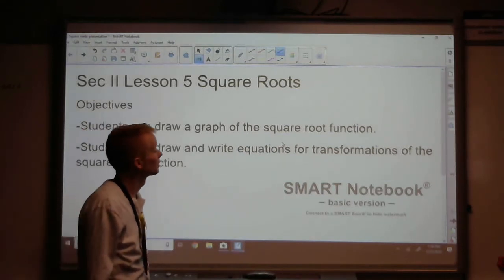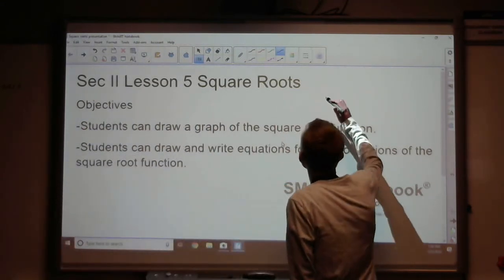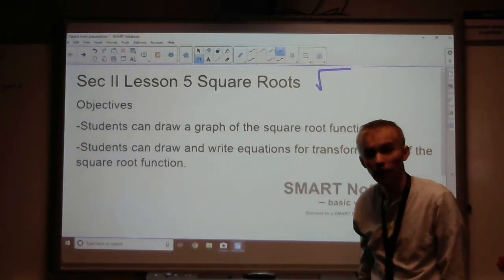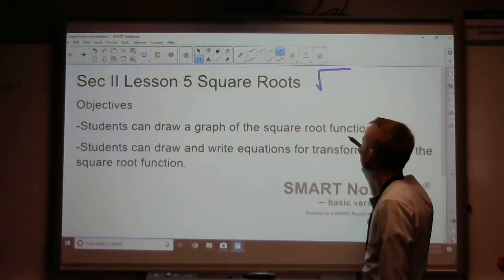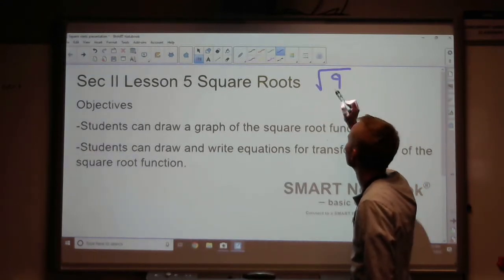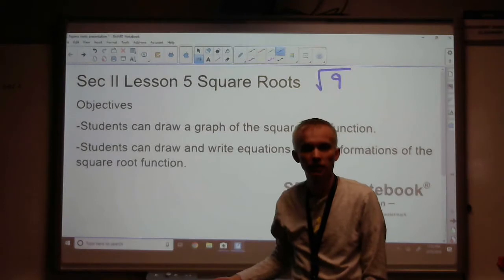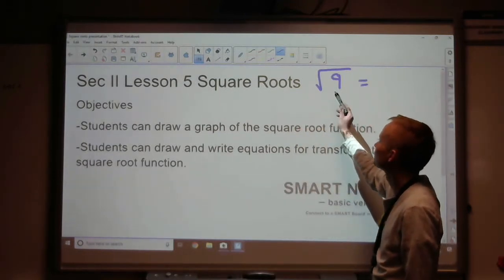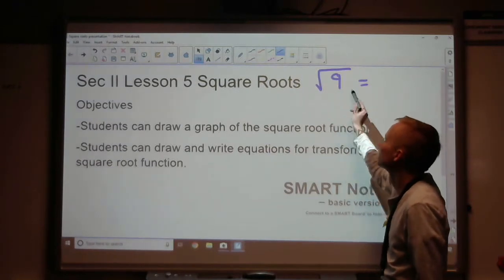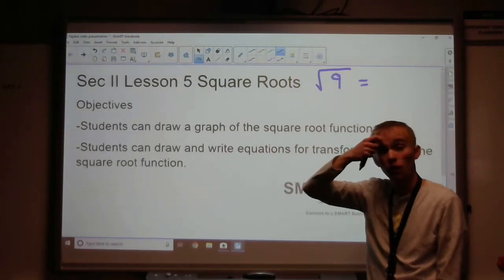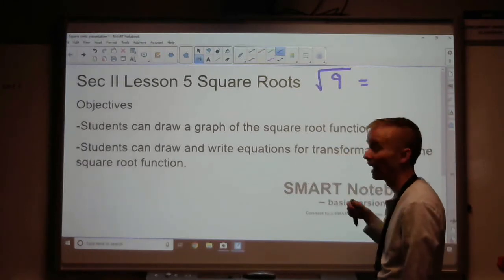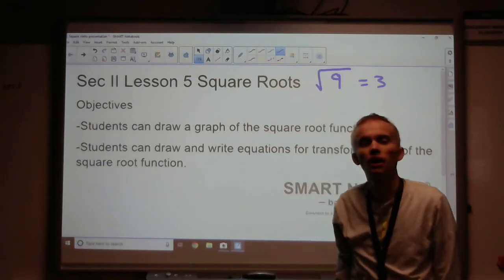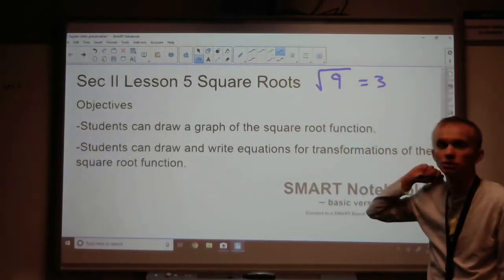So just a reminder, kind of our notation with square roots. We use this symbol here. This means a square root, right? And so for instance, the square root of some number, 9, for instance, is equal to, well, it's the number that you have to square to get this number. So what number, when you square it, do you get 9? It is 3, okay? So the square root of 9 is equal to 3.